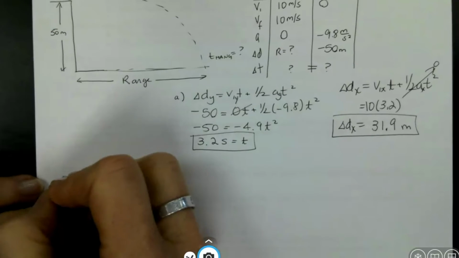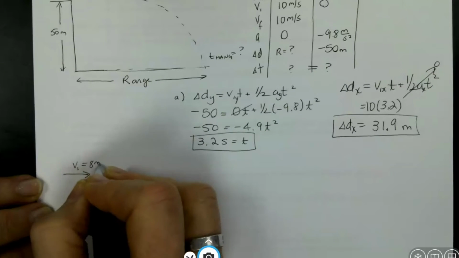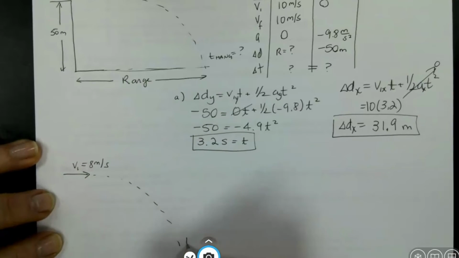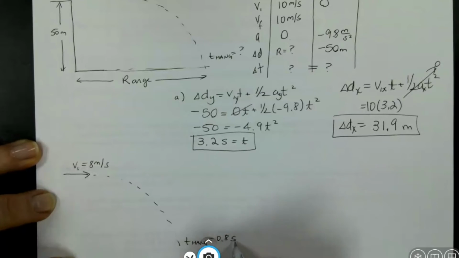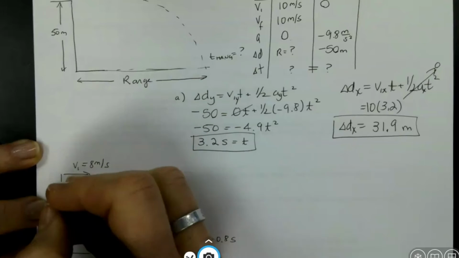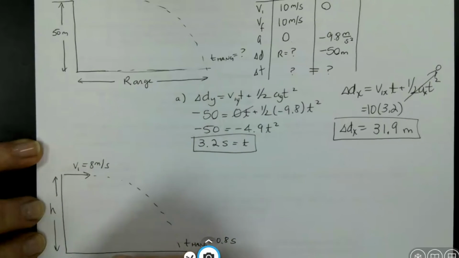All right, so number 2, a ball is projected horizontally with an initial speed of 8 meters per second, and they tell you that the time is 0.8 seconds. And you're asked to find the initial height and the range.